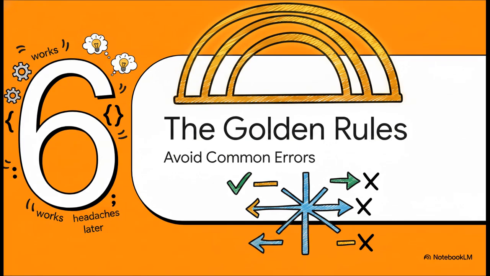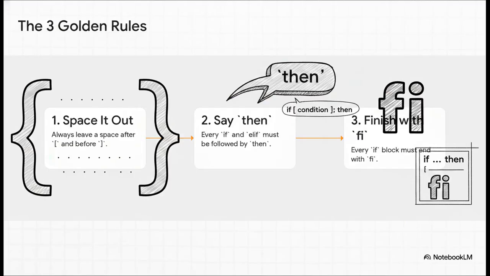We have covered a lot of ground, but to make sure this all actually works and to save you from countless headaches down the road, we need to finish up with the 3 most important syntax rules. Let's just call them the 3 golden rules. Please, please commit these to memory. Number 1, and this is the most common mistake I see, you absolutely must have spaces inside the square brackets. It's space condition space, not condition. The shell needs those spaces to work.